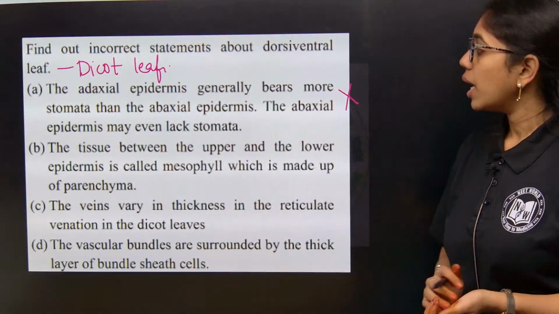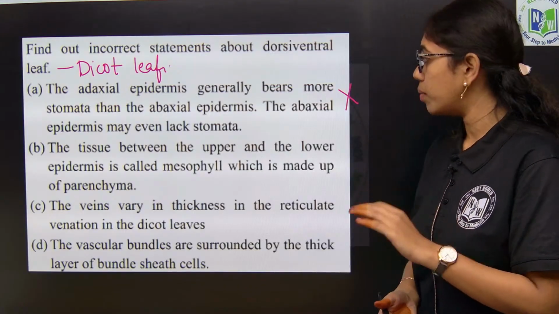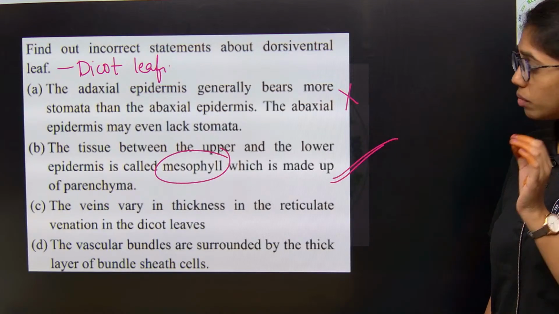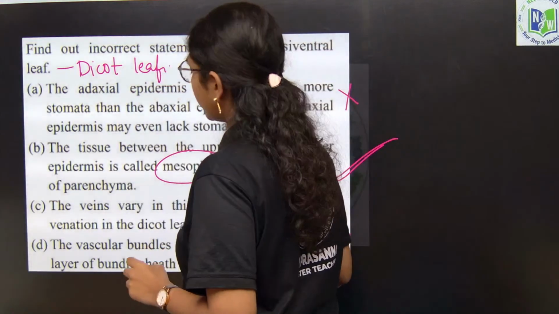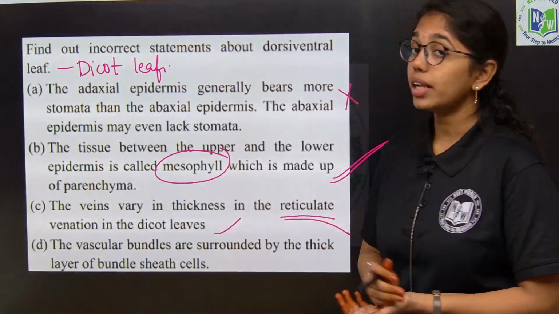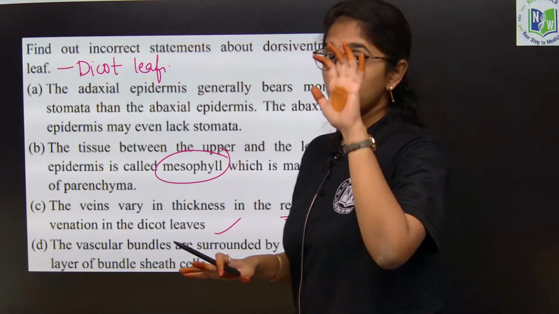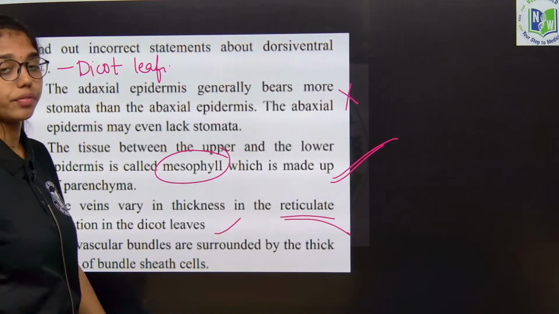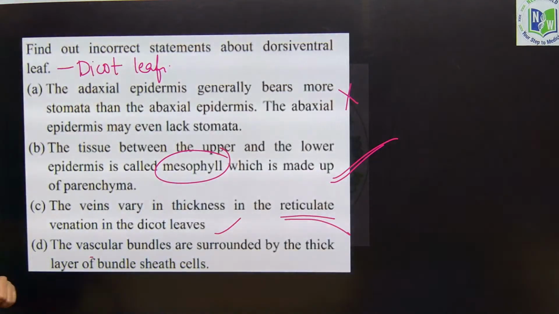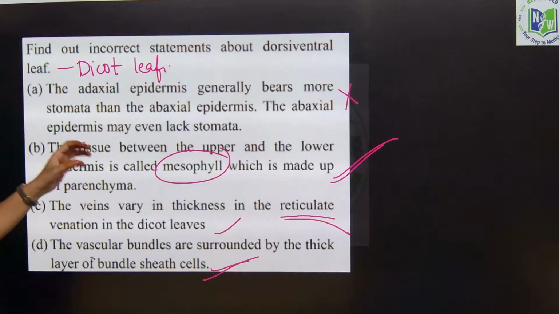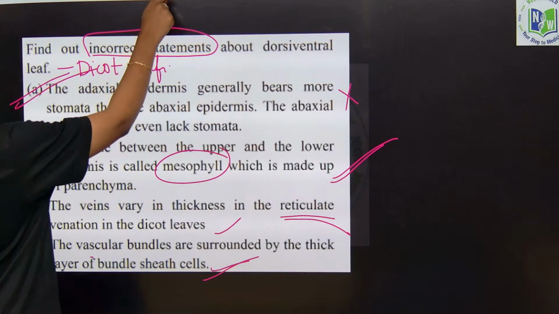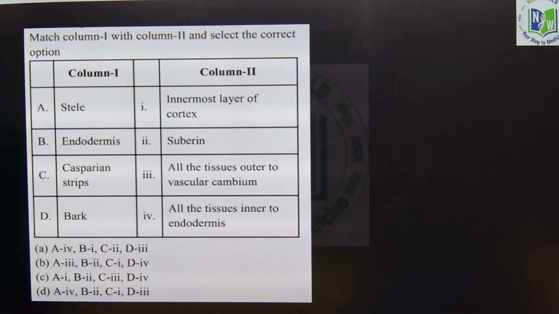Here you see option B, the tissue between upper and lower epidermis is called mesophyll, which is made up of parenchyma. True. The veins vary in thickness in the reticulate venation in the dicot leaf. Yes, the veins will vary in thickness. If it is parallel venation, all veins are of same thickness. Reticulate venation is observed in dicot and parallel venation is observed in monocot leaf. And option D, the vascular bundles are surrounded by a thick layer, that is bundle sheath cells. True, right? So, what is the incorrect statement with respect to dorsiventral leaf? It is option A. Option A will be the right answer. Next question you look into.